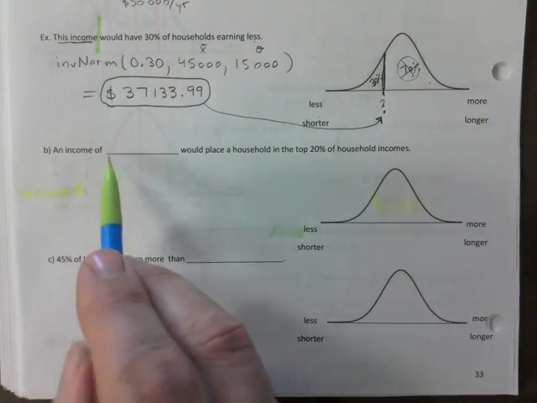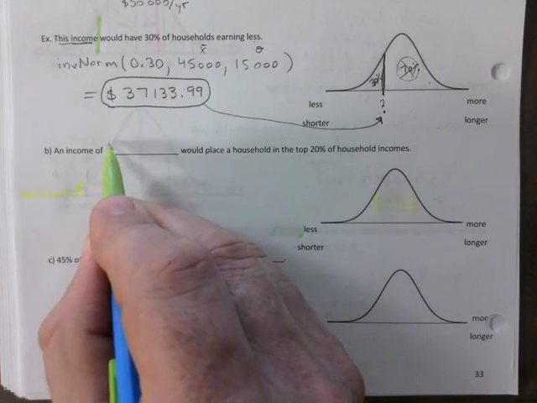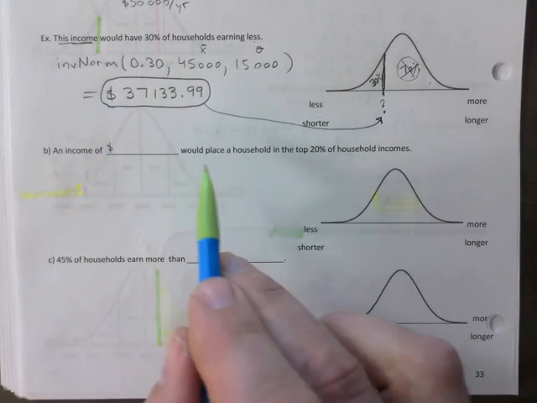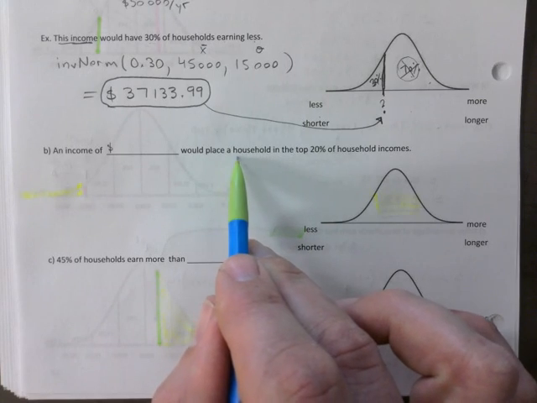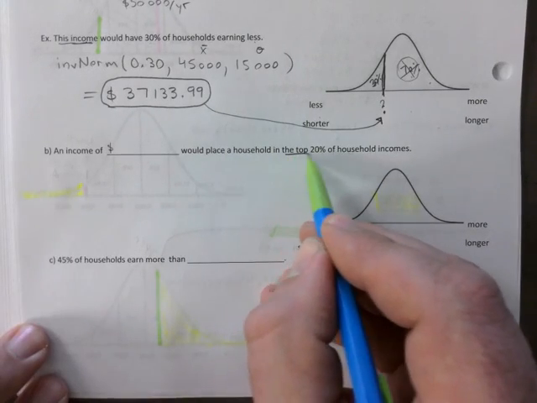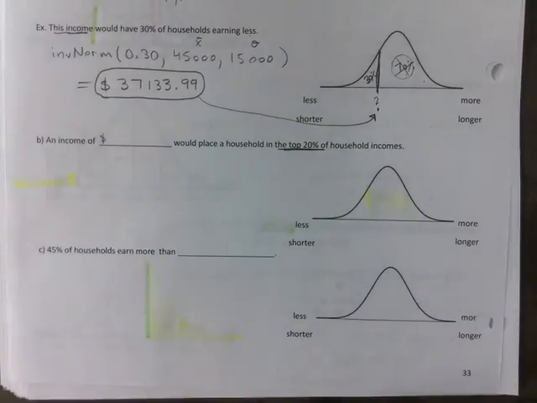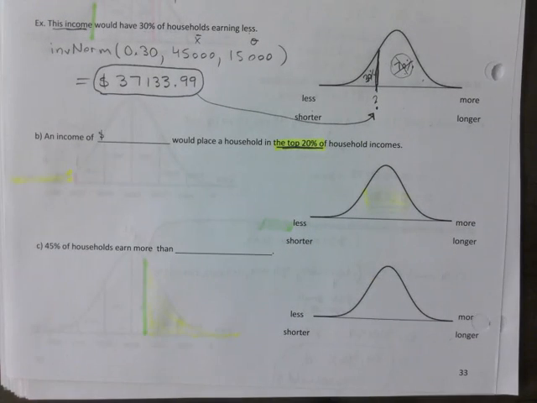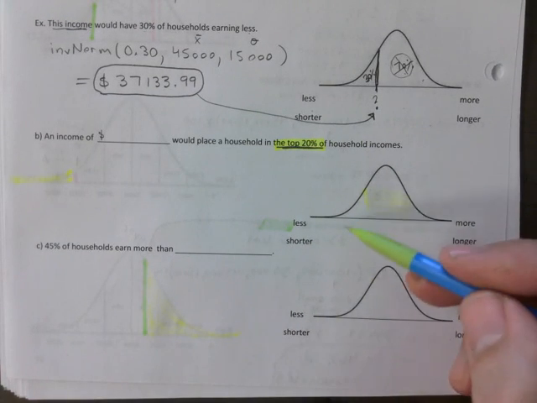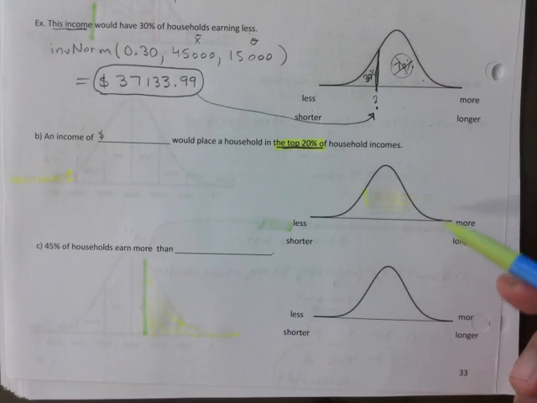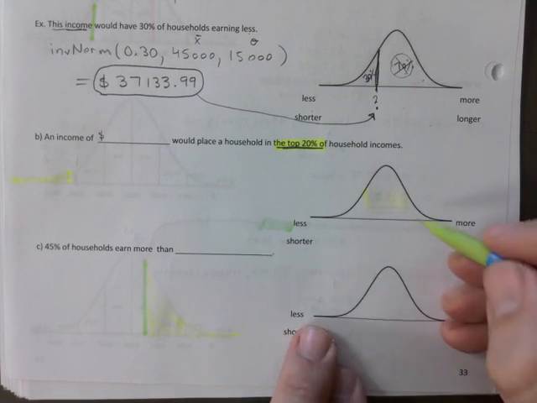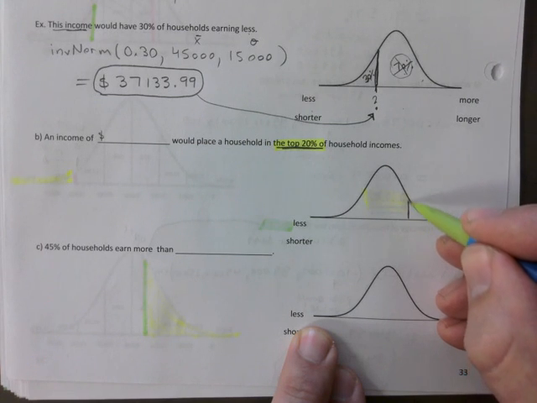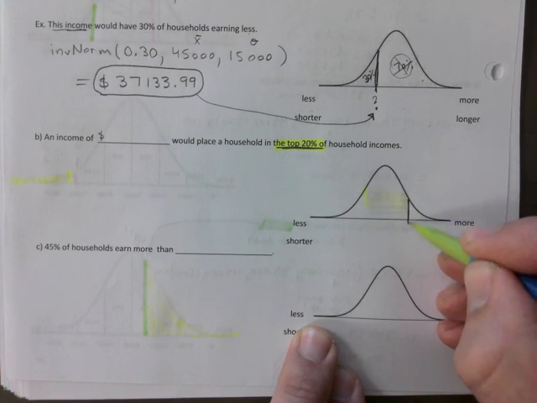An income of question mark, so we're going to figure out what that dollar amount is, would place a household in the top 20%. What does that mean? Let's figure that out. In the top 20%. When you think of top 20, do you think this end of the curve or this end of the curve? Left or right? Right. Top 20 is like on the right. Top 20 is over here. So you almost want to think my line is here somewhere.